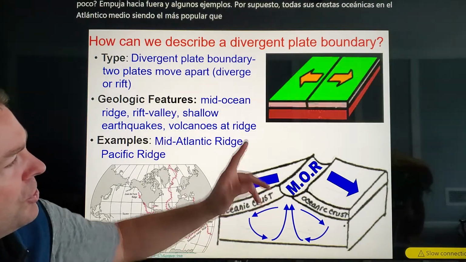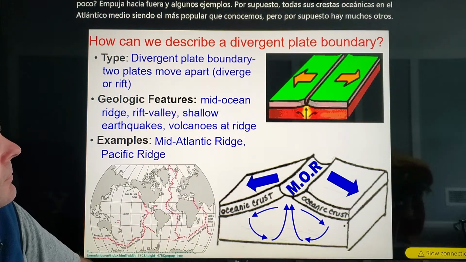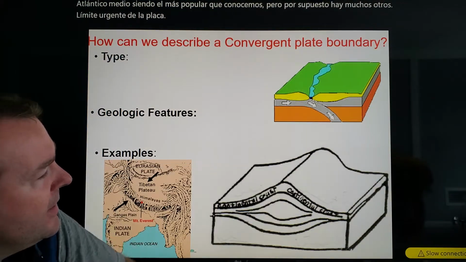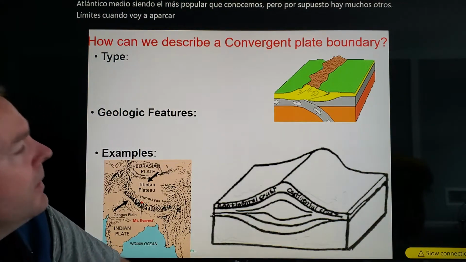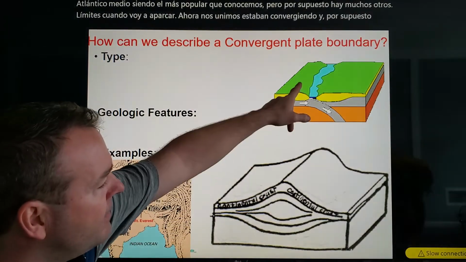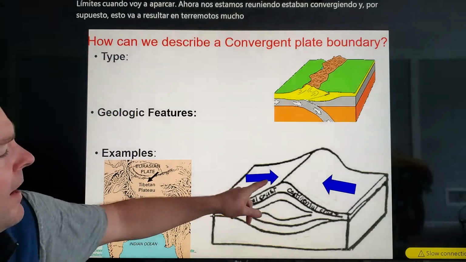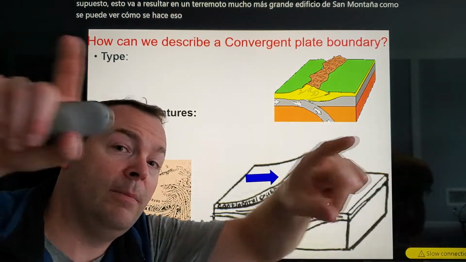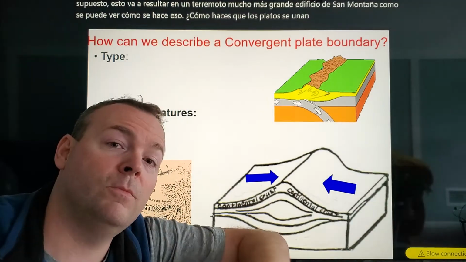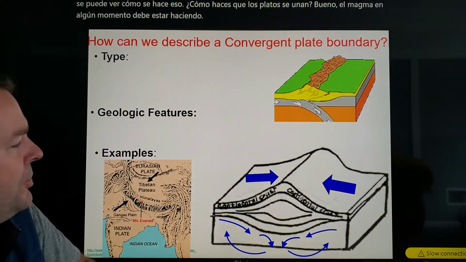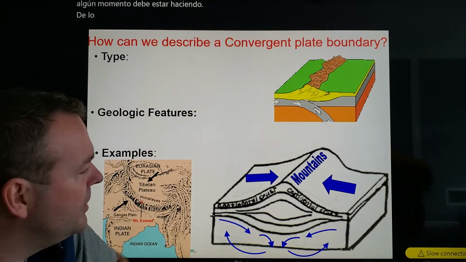Okay, divergent plate boundary. Another type of boundary, we're not going apart now, we're coming together, we're converging. And of course, this is going to result in much bigger earthquakes and mountain building, as you can see. How do you do that? How do you make plates come together? Well, the magma at some point must be doing this. Right, pushing those plates together. So there you have it. There's your convection. Big mountain range in the middle.